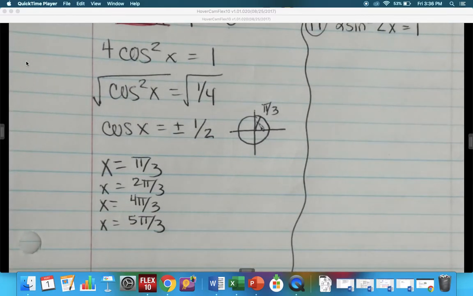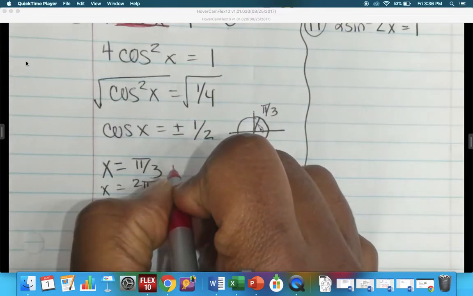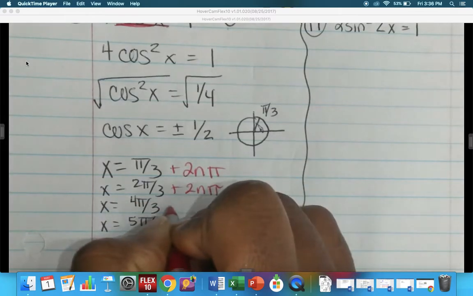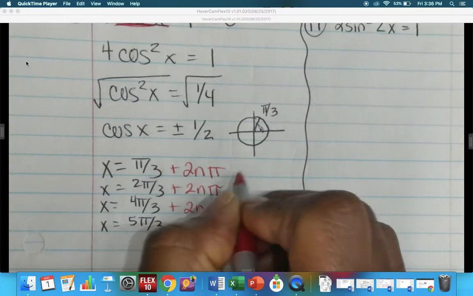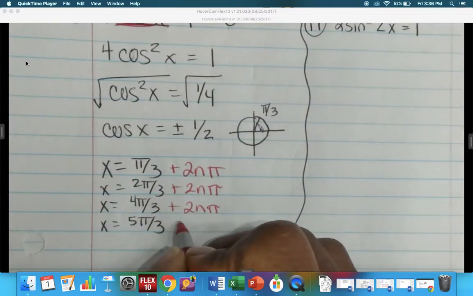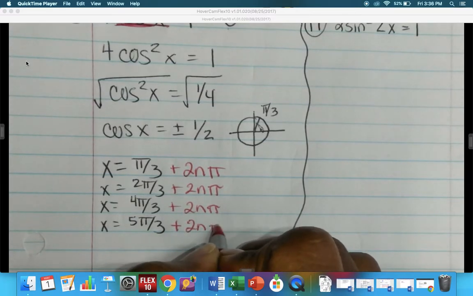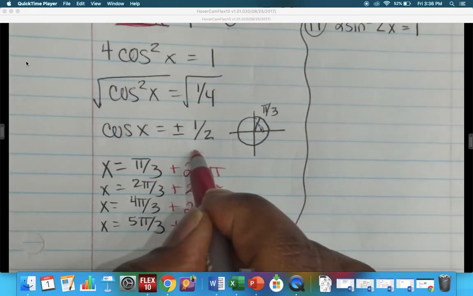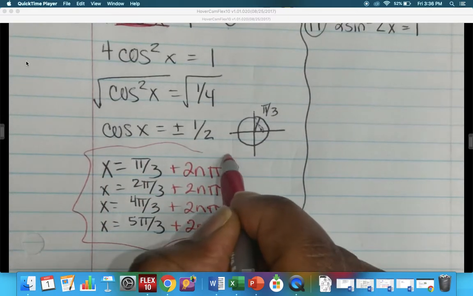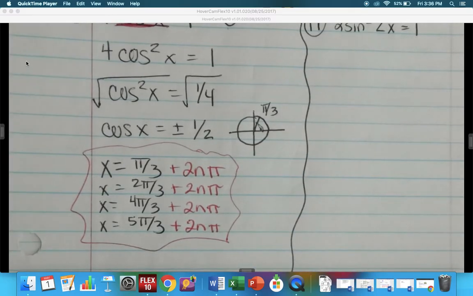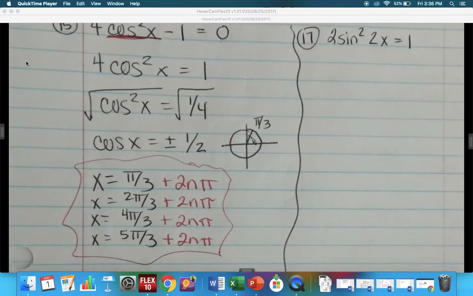But because the question asks us to solve for all solutions, we do have to add that 2 n pi, because I could go around the unit circle 2 pi times, 4 pi times, 6 pi times, and still end up at the same location. I would still get the same answer for cosine. There is a way to condense and simplify these a little bit, but we'll leave it like this. This is good enough for our answers. The back of the book is going to condense it down so that you don't have these augmented answers, but we'll leave it like this.